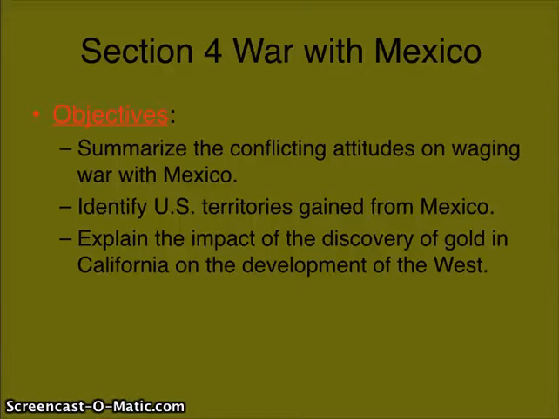We are now looking at section 9.4, which is looking at a war with Mexico. Looking at our objectives for this chapter, we have three. Summarize the conflicting attitudes on waging war with Mexico. Identify U.S. territories gained from Mexico. And explain the impact of the discovery of gold in California on the development of the West.